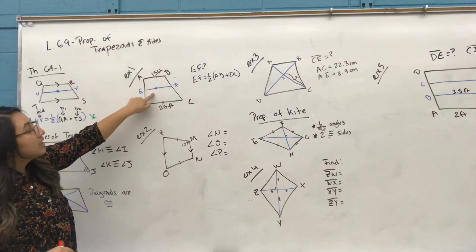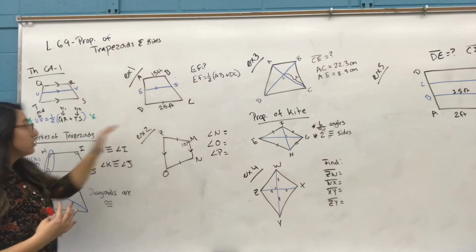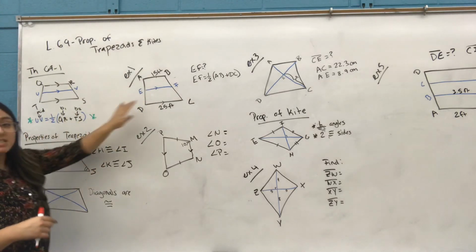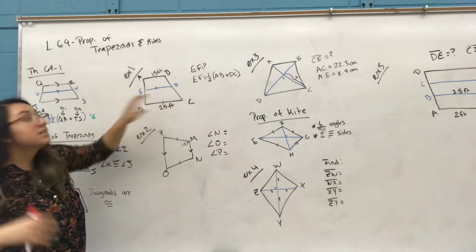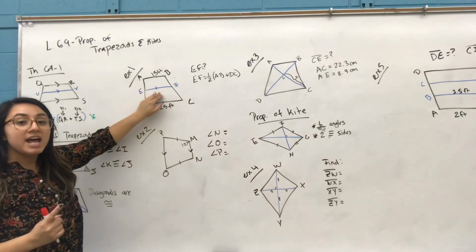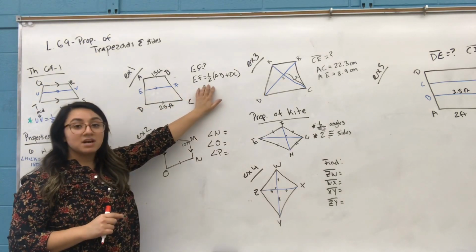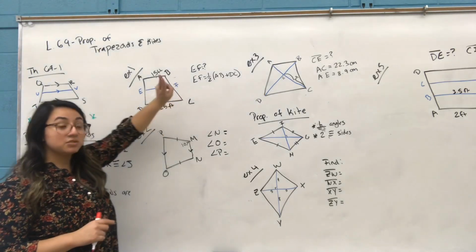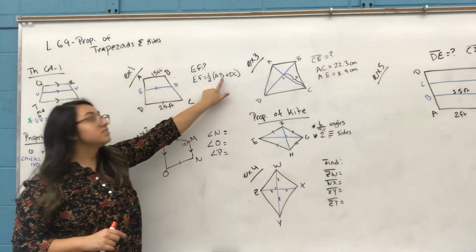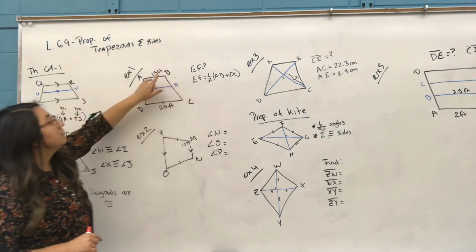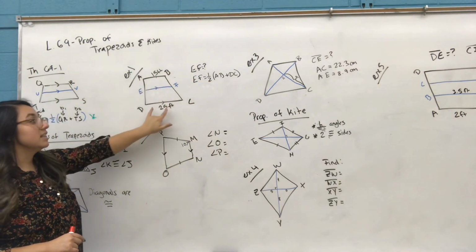We have to find what EF is. So according to the formula, the mid-segment, let me see what the proper name is. Yeah, mid-segment is equal to 1/2 times the sum of the bases. So the base, there's two of them. So it's EF, this mid-segment is equal to 1/2 times the sum of the top base and the bottom base.